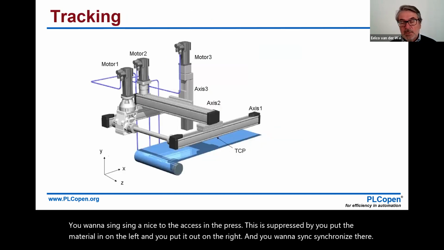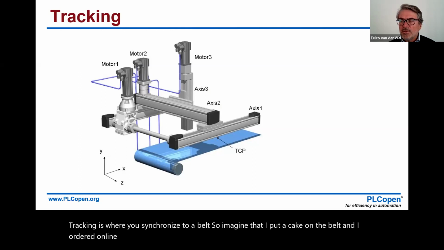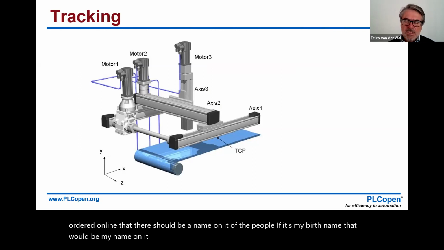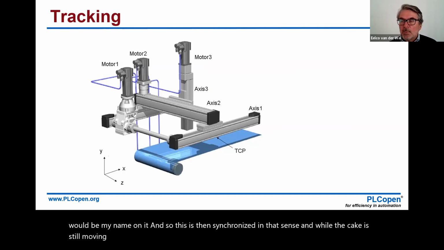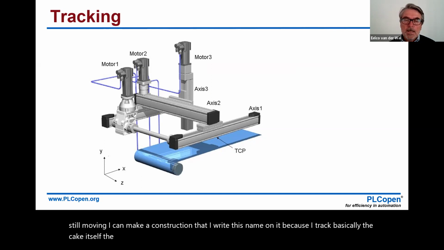Tracking is where you synchronize to a belt. So imagine that I put a cake on the belt and I ordered online that there should be a name on it of the people. If it's my birthday, there would be my name on it. And so this is then synchronized in that sense that while the cake is still moving, I can make a construction that I write this name on it because I track basically the cake itself. The rest is the movement on top of that one.